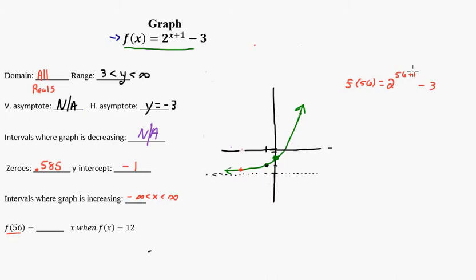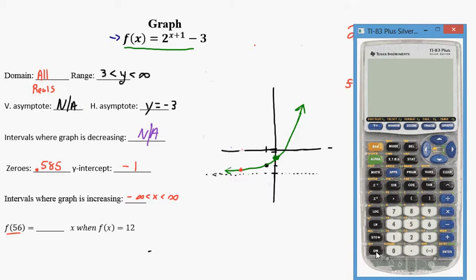However, here's where I run into the problem. 2 to the 56 plus 1, 2 to the 57th is a large number. It's 2 times 2 times 2 times dot dot dot, and this happens 57 times. So I don't really want to do this by hand, but I've already typed the function into the calculator. So now I need to find the y value when x is 56.